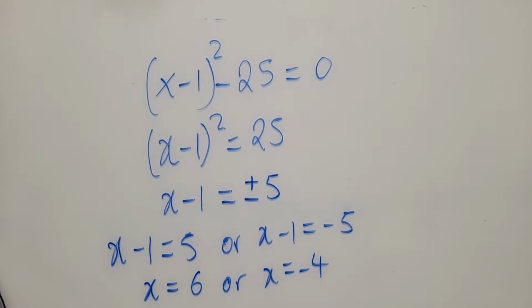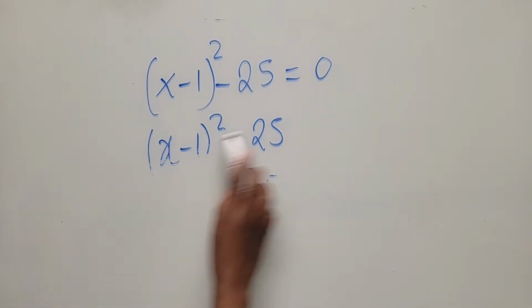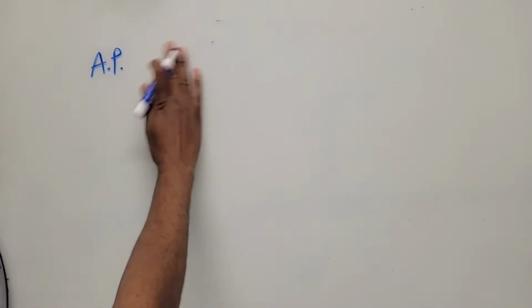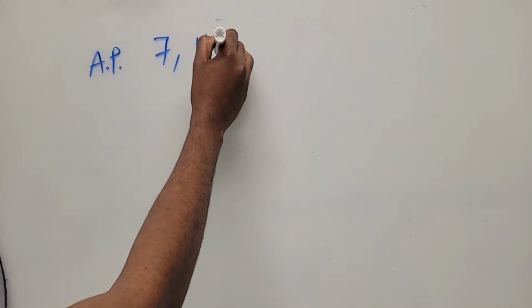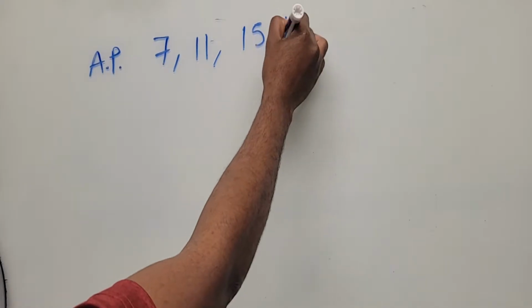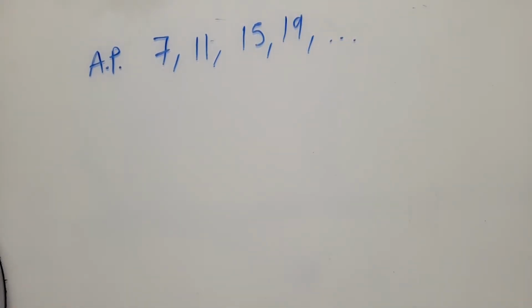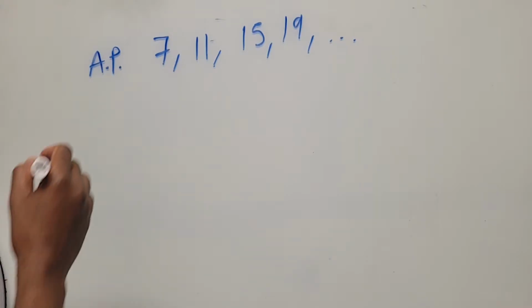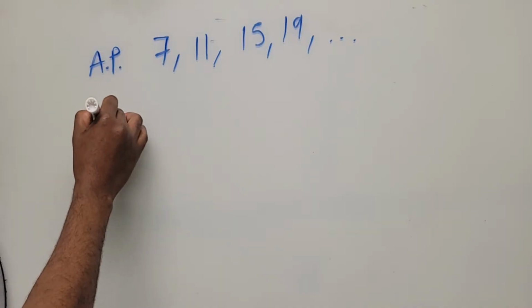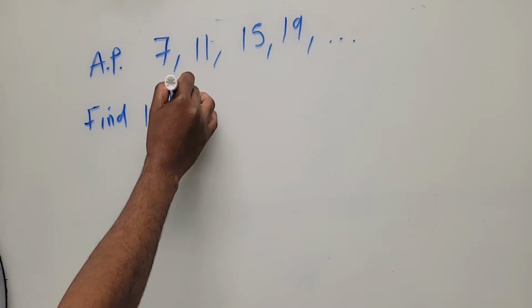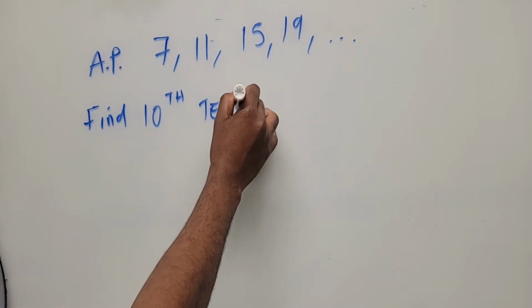Let us do something with arithmetic progression. So I erase this one. An arithmetic progression, I just write AP, has 7, 11, 15, 19, okay? And we want to find the 10th term. So let us find the 10th term.